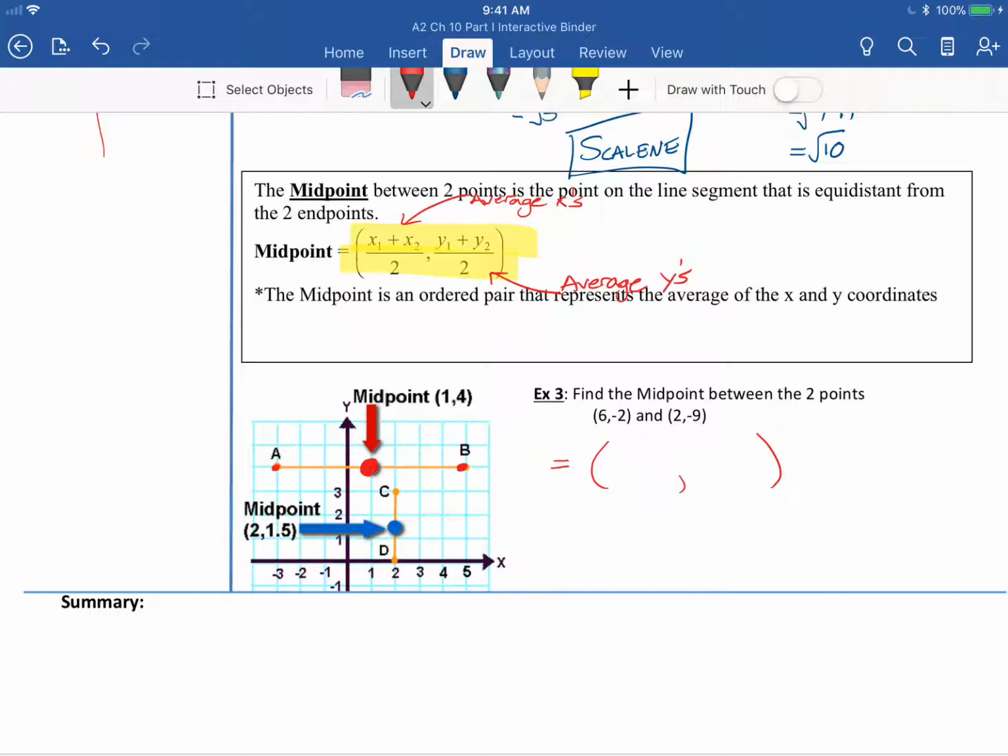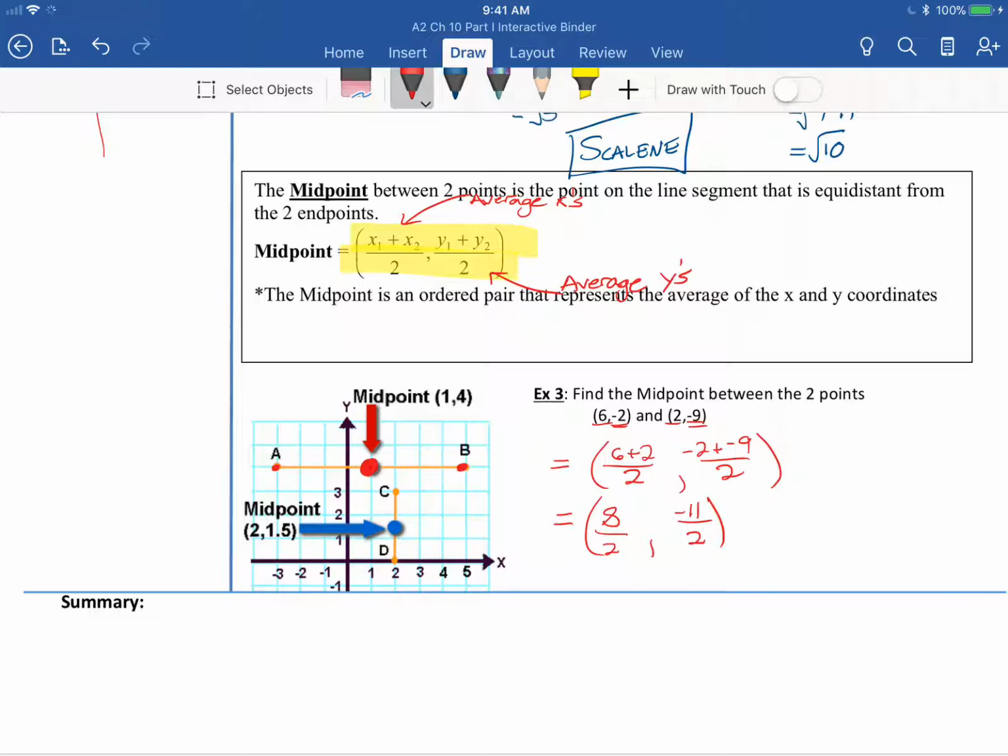All right, so your midpoint, you have to add your x's together. So I add my x's, so I go 6 plus 2, and I divide them by 2. And then you have to add your y's together in the second one. So I have negative 2 plus negative 9 divided by 2. So 6 plus 2 is 8 divided by 2. And then this guy is going to be what? Negative 11 divided by 2.